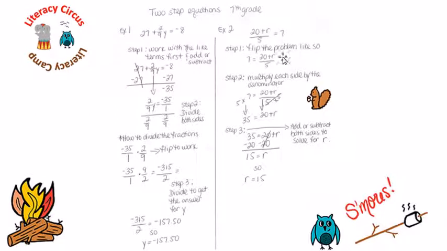Example 2 is 20 plus r over 5 equals 7. So step 1 is to flip the problem like so: 7 equals 20 plus r divided by 5, or over 5. Sorry, I don't want to confuse you.